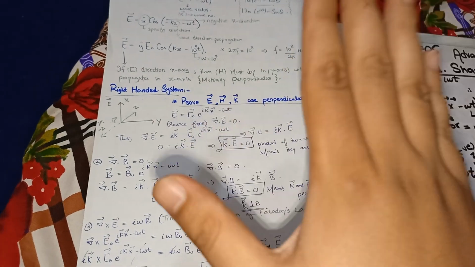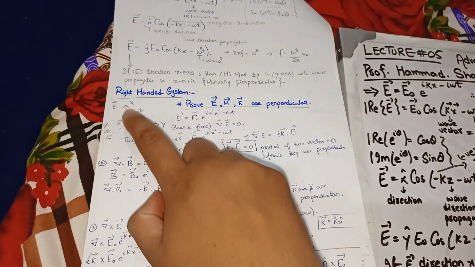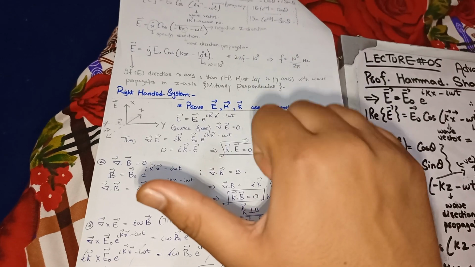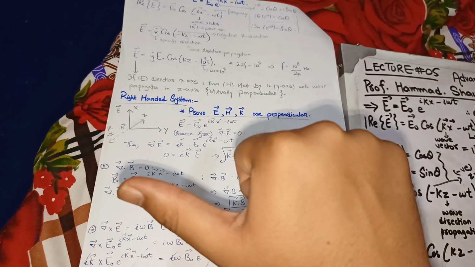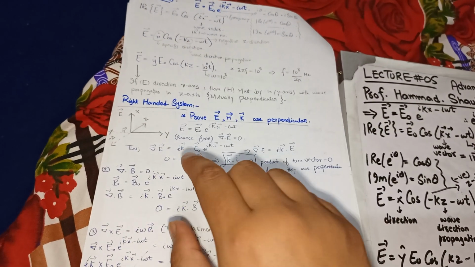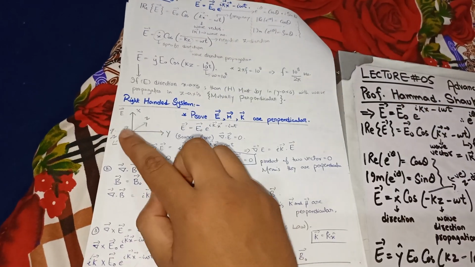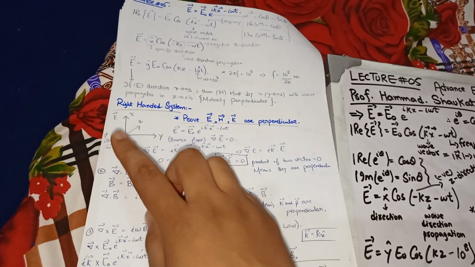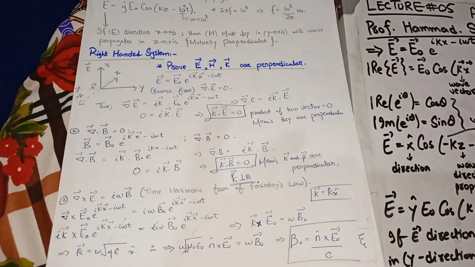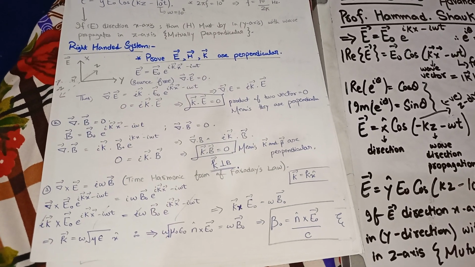There is another method. Curl your fingers in the direction of the electric field, toward the direction of your wave propagation, which is the negative z-axis, and your thumb will incline in the direction of the magnetic field, which is the minus y. So this is how you can illustrate it.